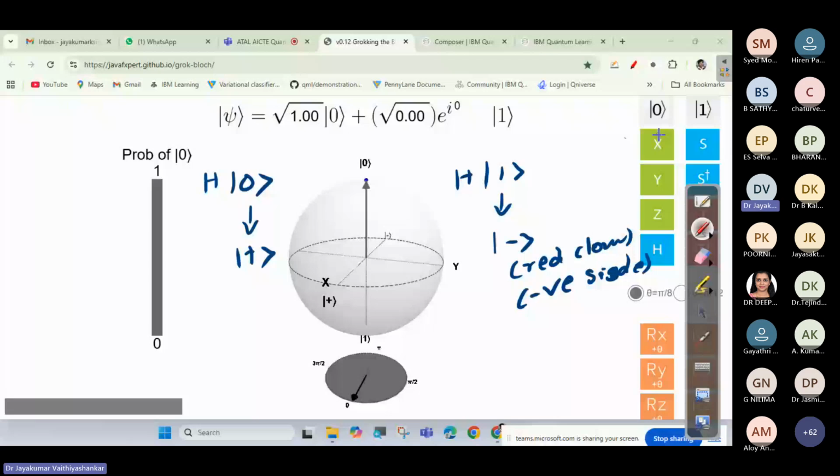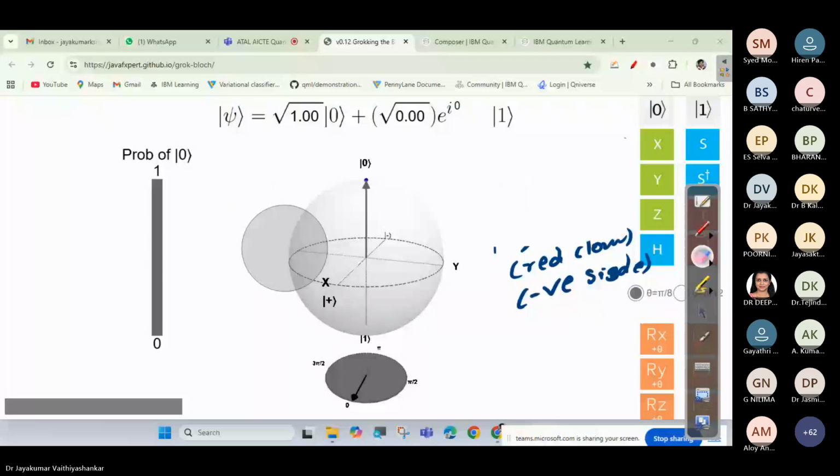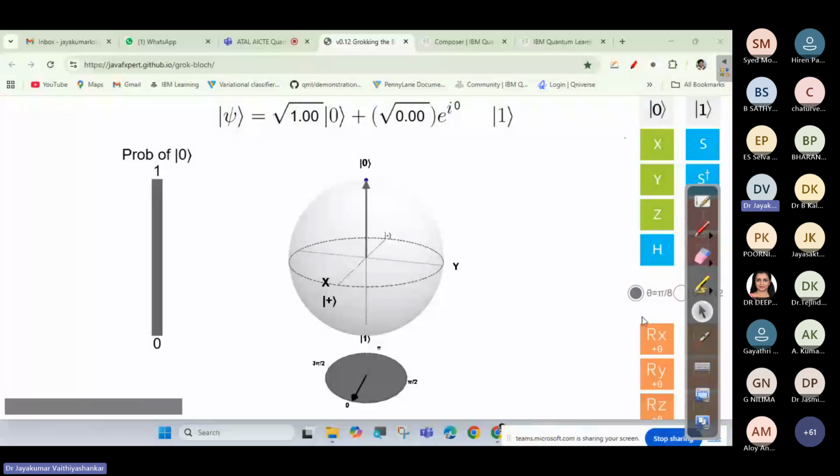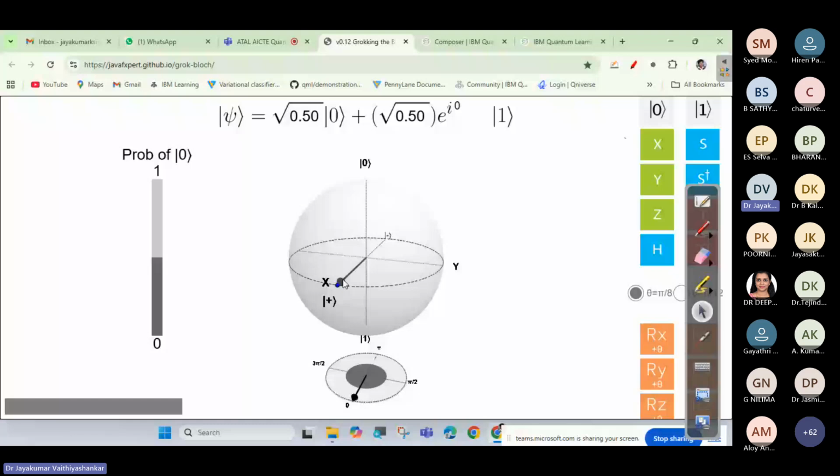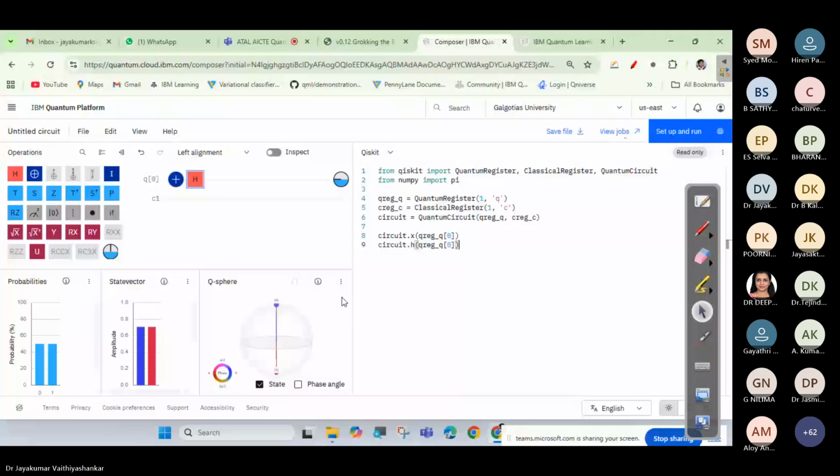So I tried to erase all this stuff. I tried to repeat what I say. Click state 0. Apply Hadamard. It will come to positive. Okay. Click state 1. Apply Hadamard. It will come to negative side. This negative side is indicated over here with the help of a color change.